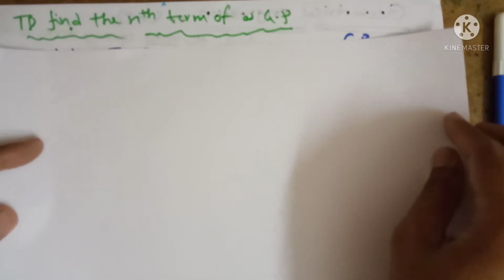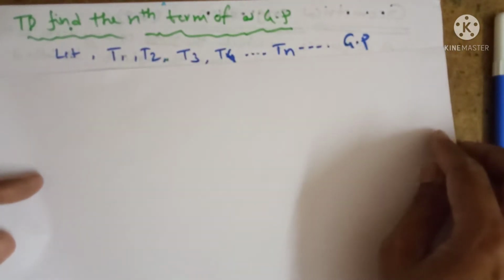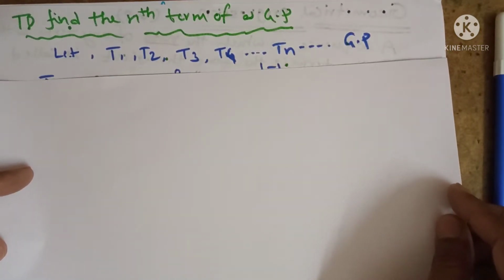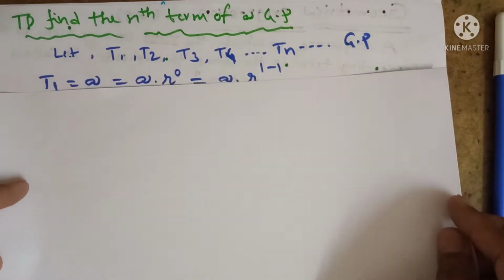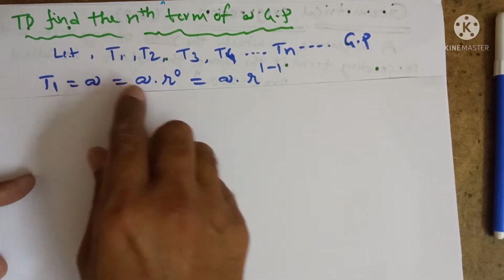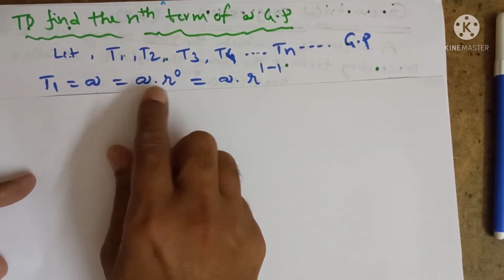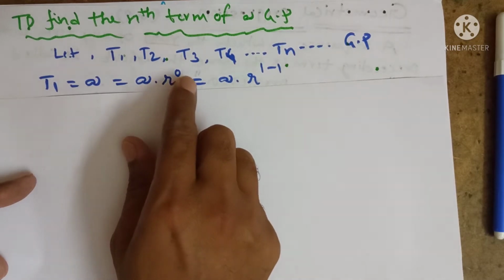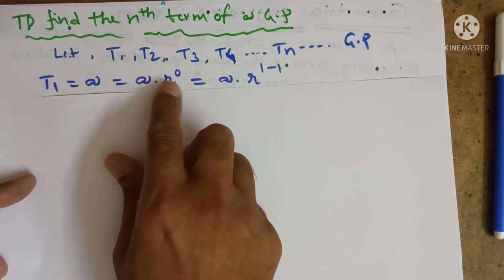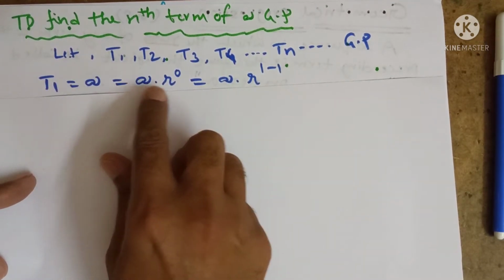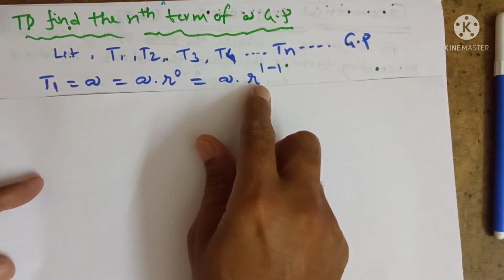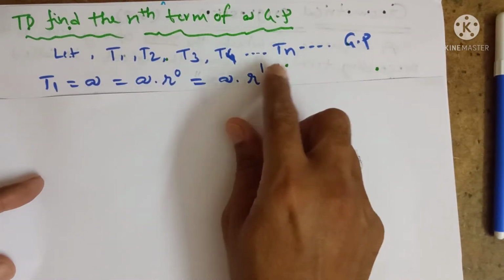Now, to find the nth term of a GP, let T1, T2, T3, T4, Tn be in GP. Suppose T1 is equal to the first term A. A can be written as A into R power 0. R power 0 means any term power 0 is 1. So, A into 1, again we get A. So, A can be written as A into R power 0, that is R power 1 minus 1.